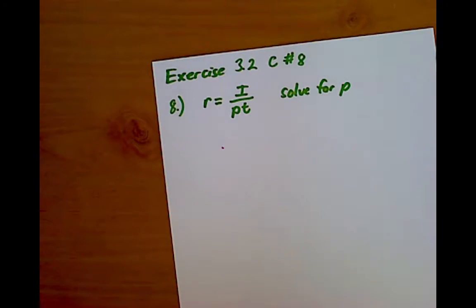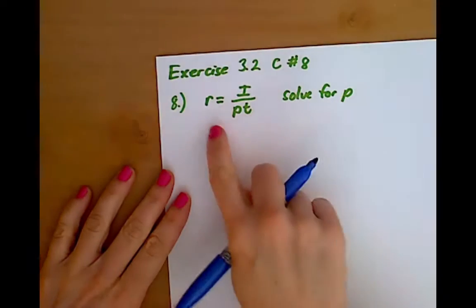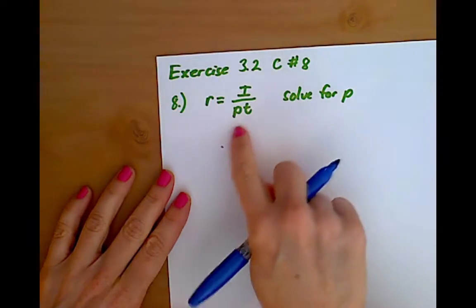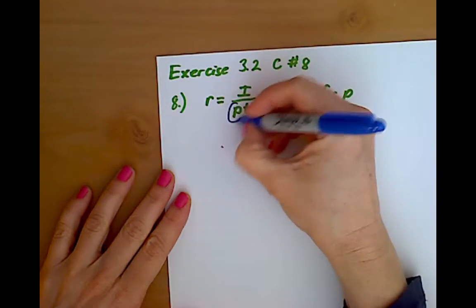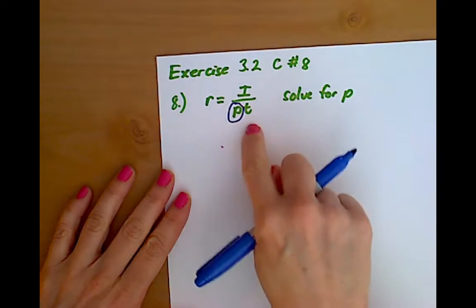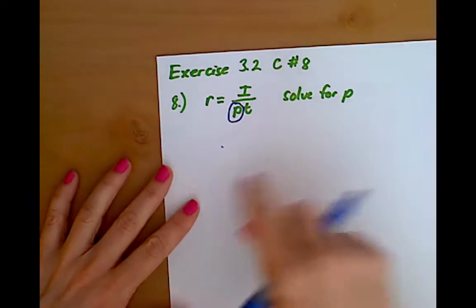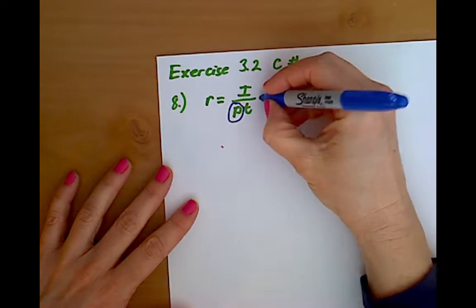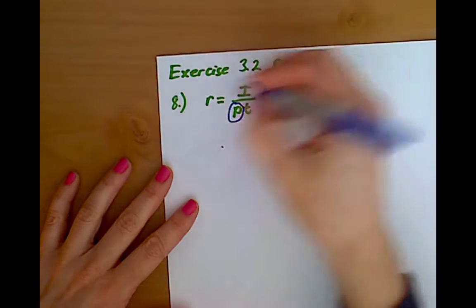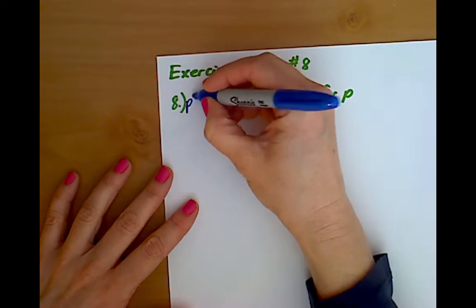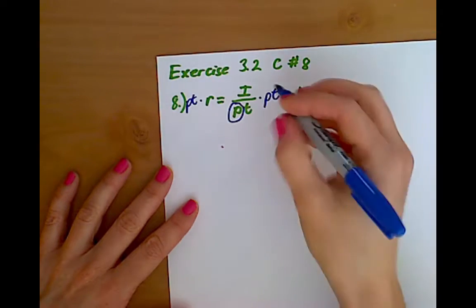3.2 part C number 8. So we have R is equal to I over PT and we're solving for P. So this is what we're solving for. P is on the bottom of the equation. We don't want it on the bottom. So the first thing we're going to do is multiply both sides by PT so we can get that P out of the bottom of the fraction right there.